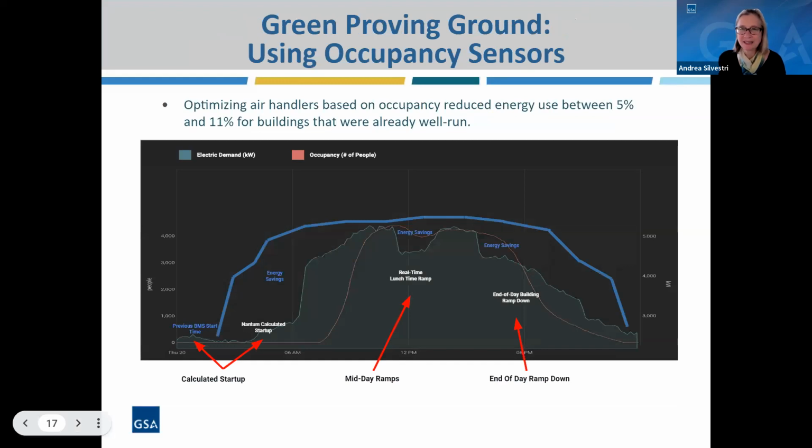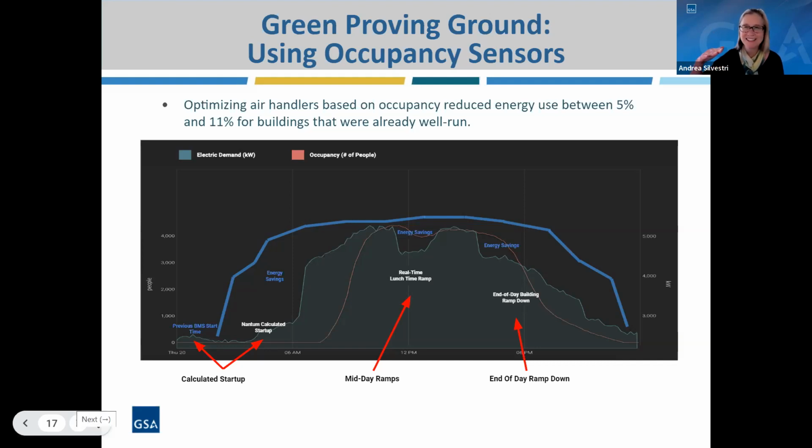Gathering that occupancy data allowed us to optimize the air handlers based on the actual occupancy of the building. And we were able to reduce energy use between 5 and 11% of whole building energy use, and this was for buildings that were already well run. In this graph, you can see the difference between the blue line, which is where energy demand was before using occupancy, and then how it is afterwards, where it has a slower startup as people come into the building. There's a midday ramp where, as people leave the building, you can move cooling down.